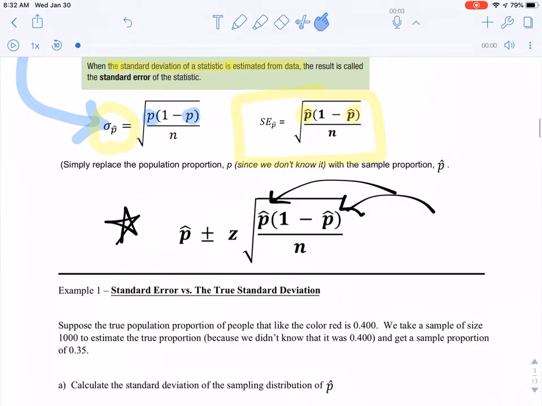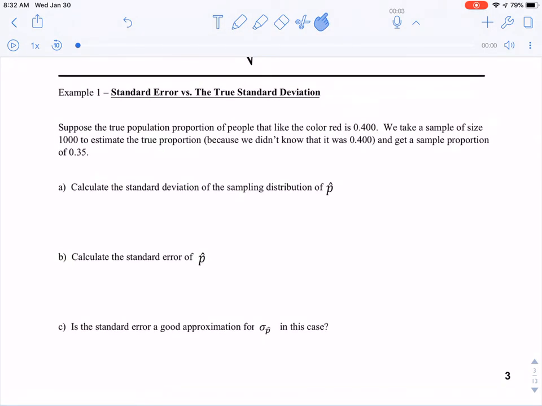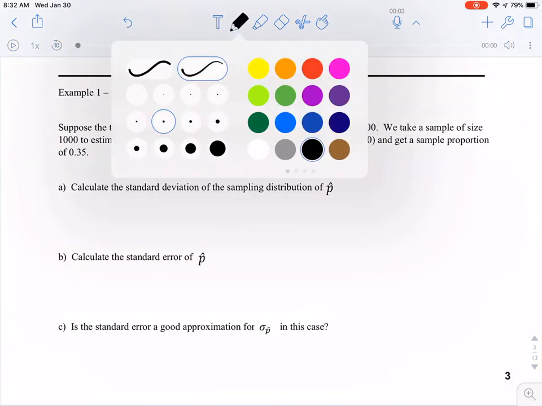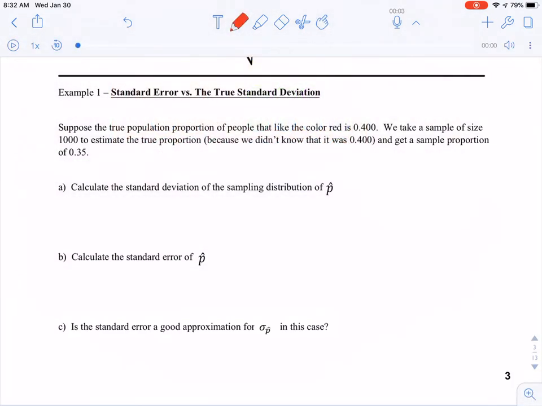And so I just want to do a really quick example just to demonstrate why this is a really good approximation for the standard deviation of the sampling distribution for p hat. Okay, it says, suppose the true population proportion of people who like the color red is actually 0.4. We're going to take a sample size 1,000 and use that to estimate the true proportion, because we're just going to act like we don't know that the parameter is 0.4, and get a sample proportion of 0.35. Okay, so our p hat value is 0.35.